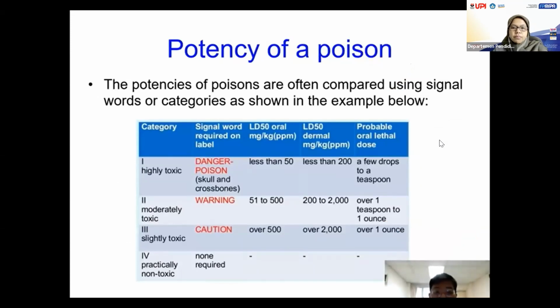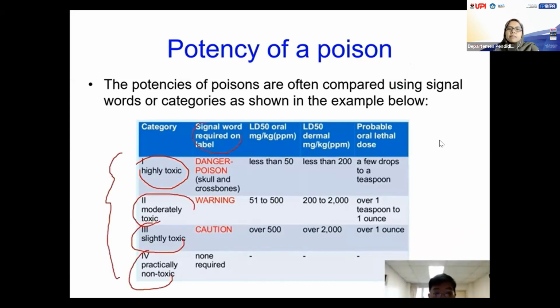So the potency of poison is usually compared using signal words or categories. For example, if you look at this table over here, you have highly toxic, moderately toxic, slightly toxic, or practically non-toxic. All of these are considered as the category, whereby you have the signal word required on the label, for example, danger, poison, warning, and caution. So these are considered as the signal word here and the category over here. They are all based on this LD50. One is LD50 oral and the other one is LD50 dermal.